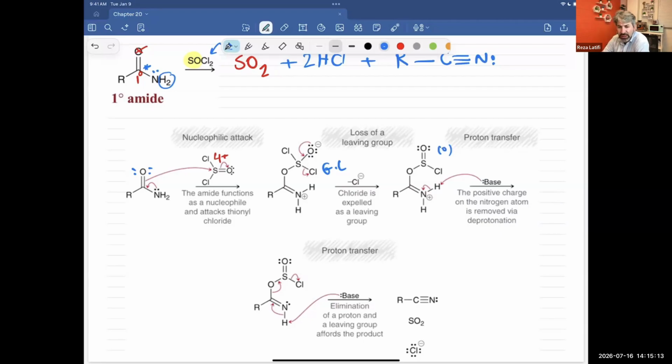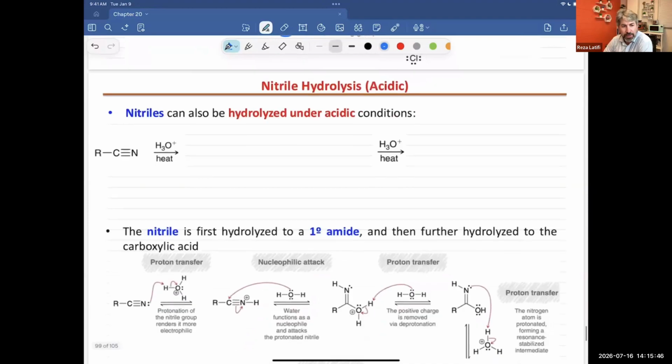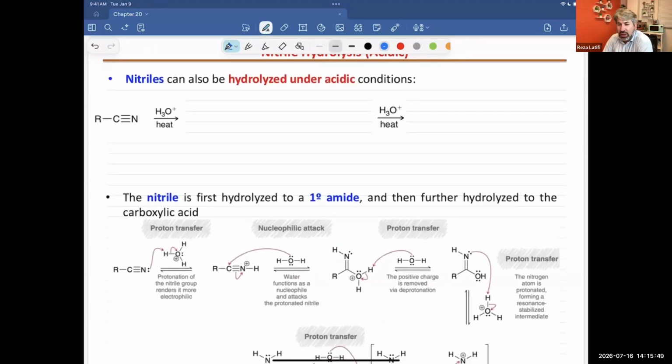Chloride will take that H, and it will leave us with a lone pair on nitrogen. Now if you have a base, it can take that acidic H, and if it takes that one, it's going to leave us with a lone pair, and that lone pair we will share with carbon, while oxygen is leaving the system. So at the end, again, we get SO2 plus chloride and also a cyanide functional group. Now, nitriles are sensitive to both acidic and basic conditions.